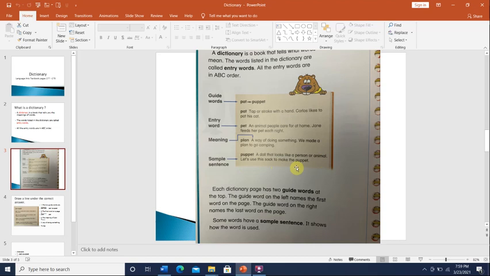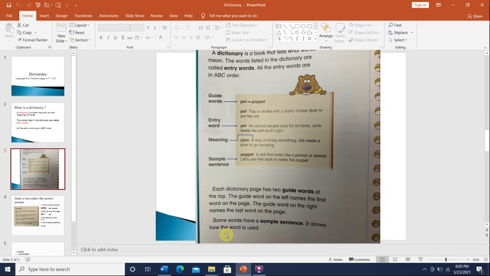Okay? And here it explains what guide words are. The guide words are two words at the top of the dictionary page. The guide word on the left is the first word, and the guide word on the right is the last word on the page. Some words have a sample sentence. What is a sample sentence? It is a sentence that shows you how to use the word in a sentence.